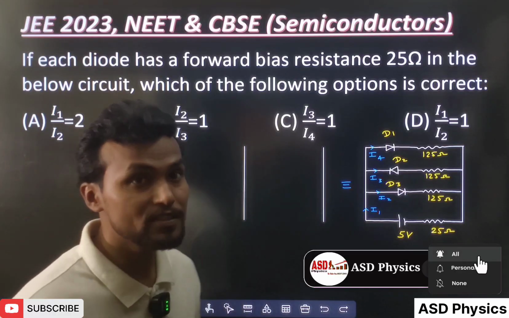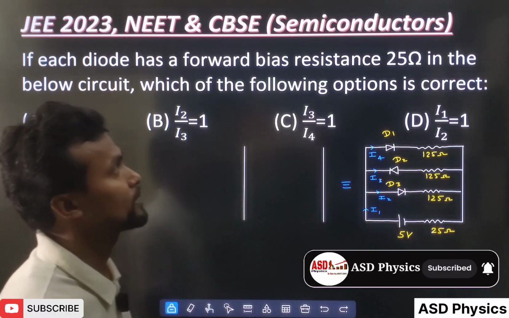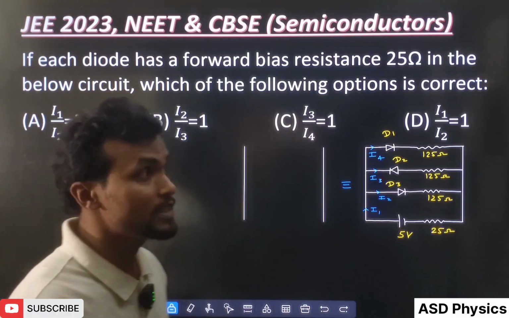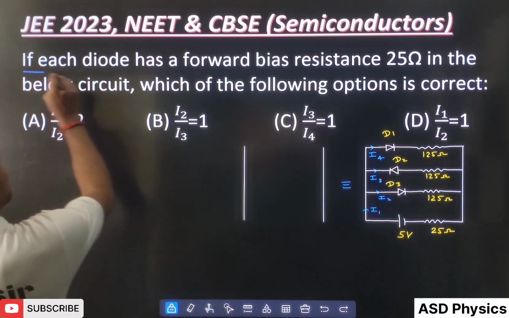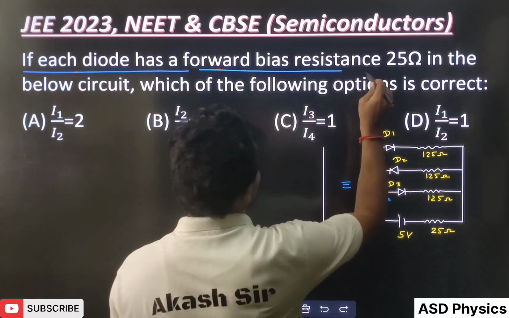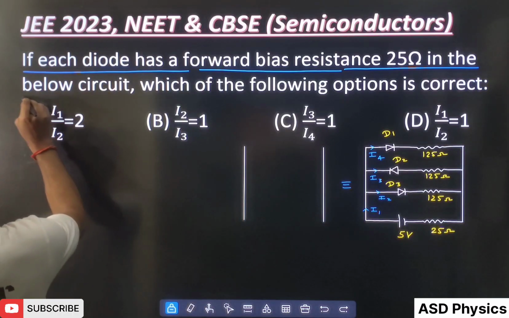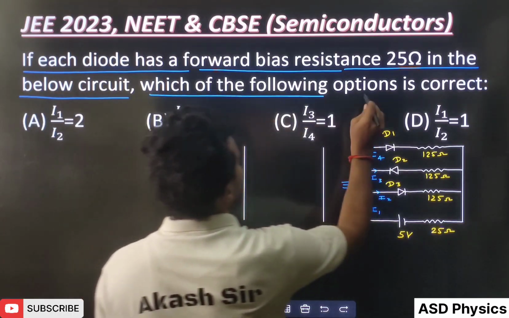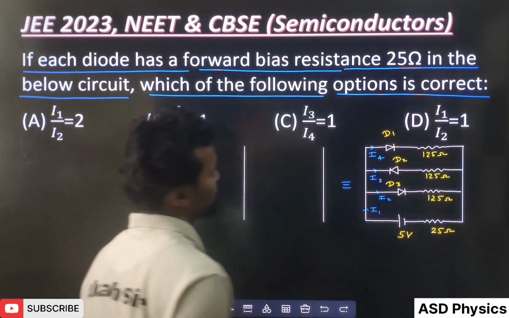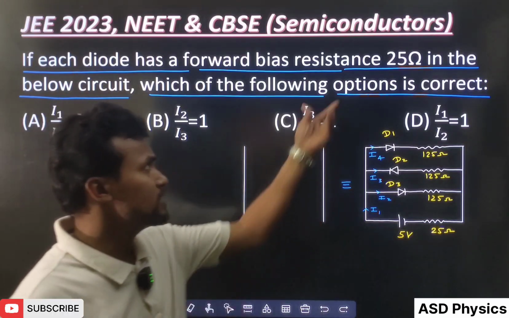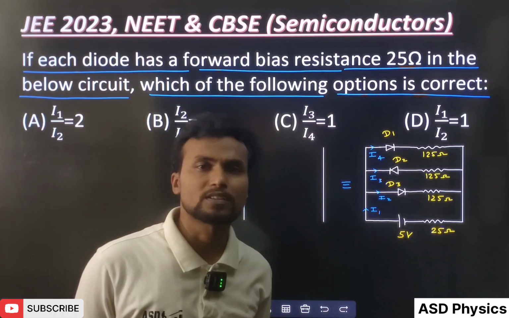So students, in this video we are going to solve a question from the chapter Semiconductors, a very important topic. Let's see here. If each diode has a forward bias resistance of 25 ohm in the below circuit, which of the following options is correct? Here in the question you can see forward bias resistance is given as 25 ohm.